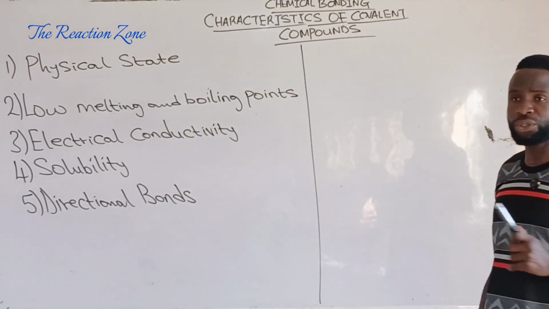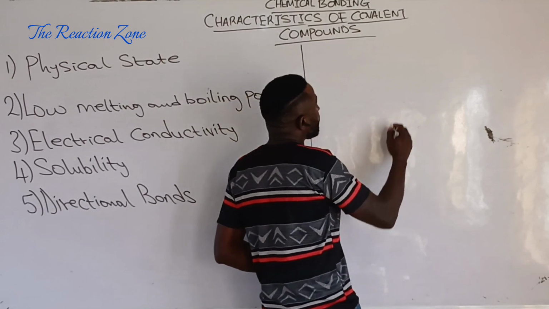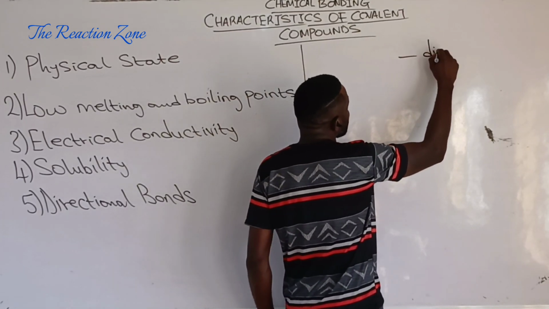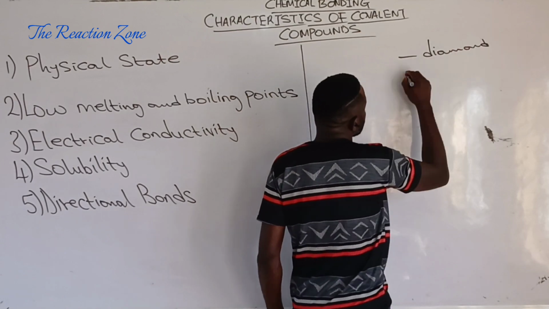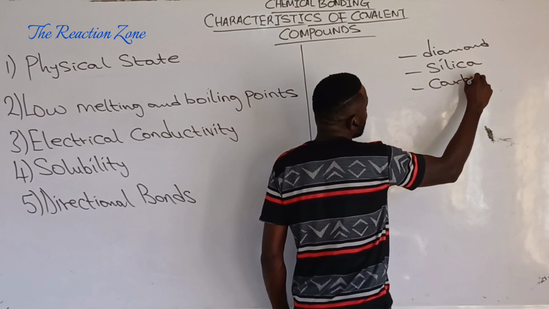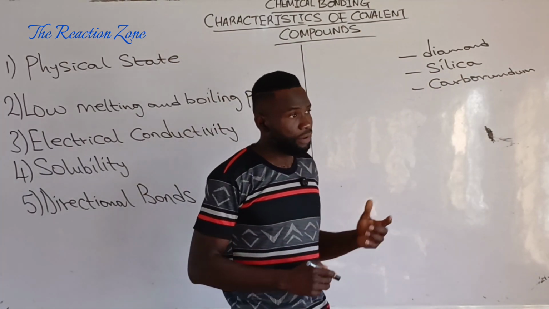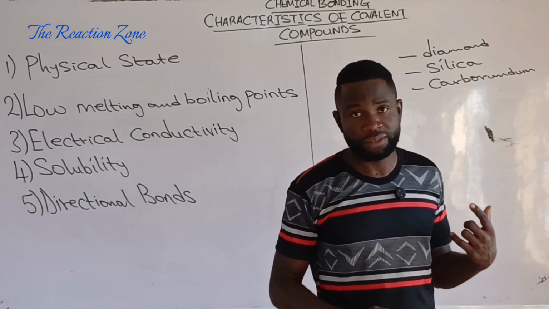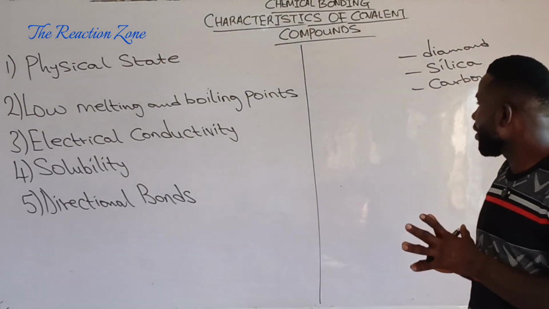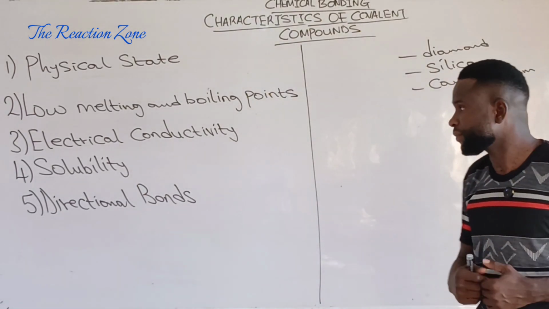However, there are exceptions to this, and the exceptions are giant covalent molecules that have three-dimensional structures such as diamond, silica, and carborundum. These giant three-dimensional covalent molecules have high melting and high boiling points as a result of their structures.